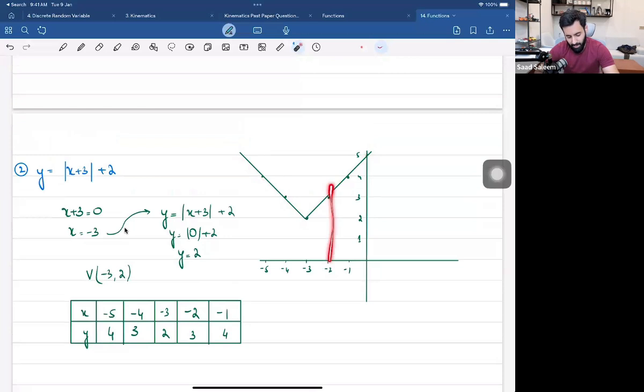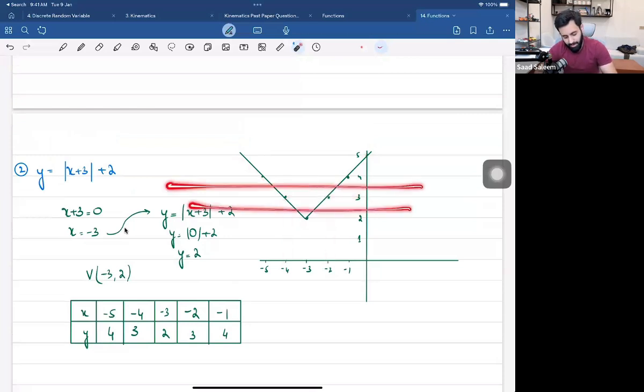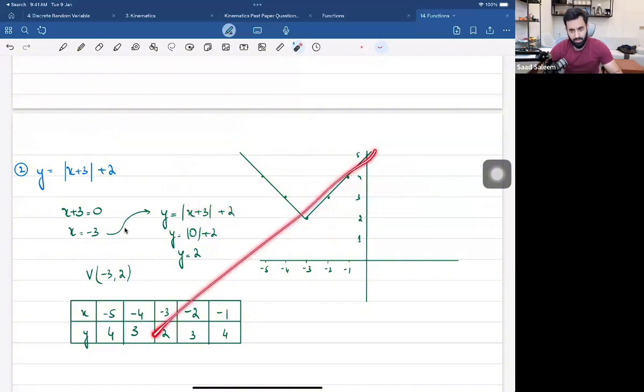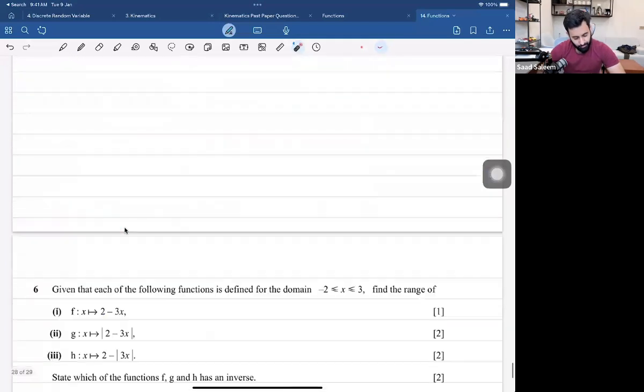Why? Because there are many x values that give us the same y value, or it doesn't pass the horizontal line test. Therefore, it's a many-to-one function. Okay, I hope that's clear. If it was just a straight line, it doesn't matter whether it was upward sloping or downward sloping, that would be a one-to-one function, but this is by default a many-to-one function.